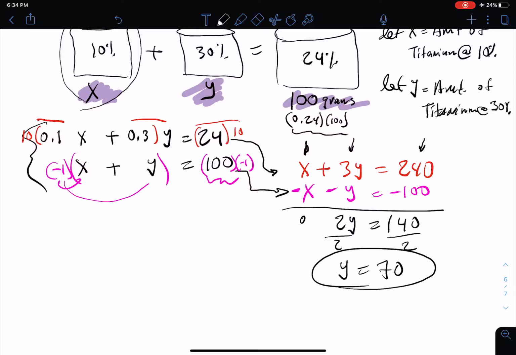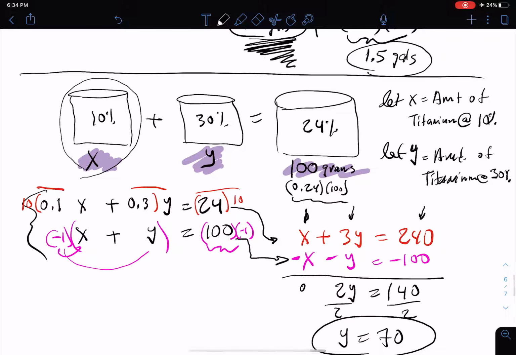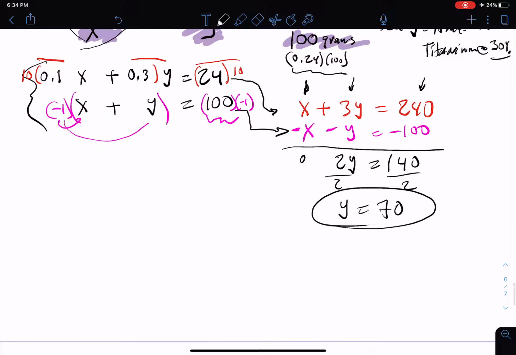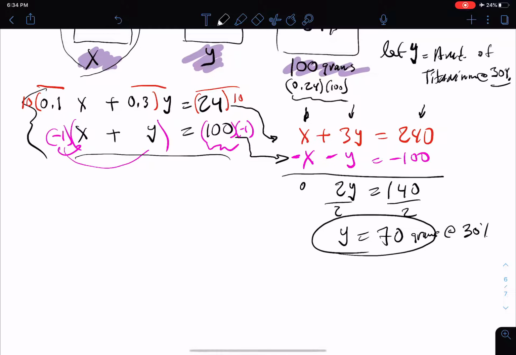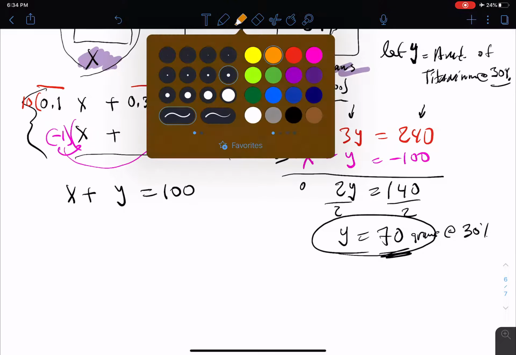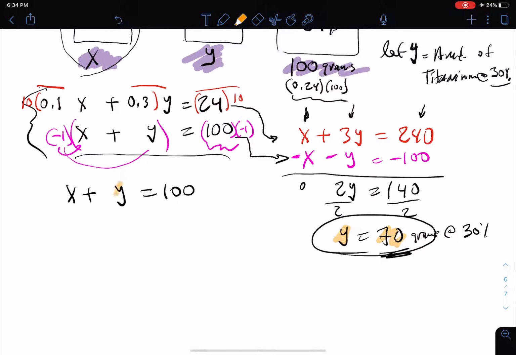They wanted to know both, but remember what y was, just so we can interpret what I just did. Let y equal the amount at 30%. So we need 70 grams at 30%. How do you get x? Easy. Look at this equation: x plus y equals 100. Replace y with 70. Now we've got x plus 70 equals 100, and if I subtract 70 on both sides, I get 30.